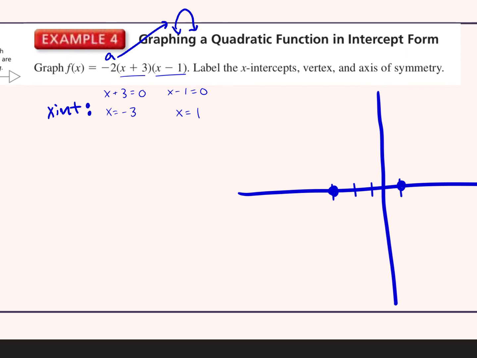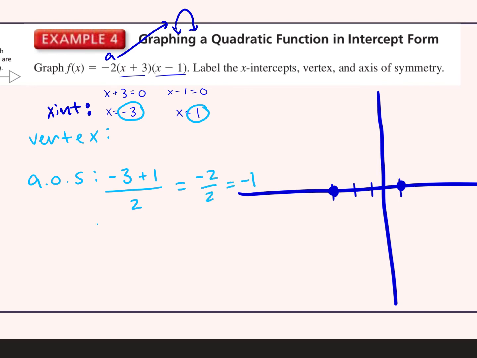Next, we can find our vertex and the axis of symmetry. So it gives us a formula for our axis of symmetry. We add the two x-intercepts together and divide by 2. We're pretty much finding where our vertex falls in between these 2 points. So we add them together and divide by 2. So this will be negative 3 plus 1 divided by 2. So negative 2 over 2, which would be negative 1. So my axis of symmetry is x is equal to negative 1.